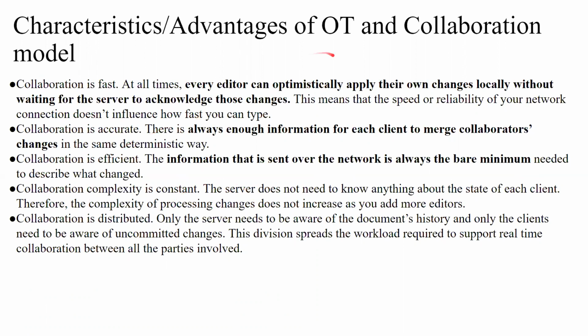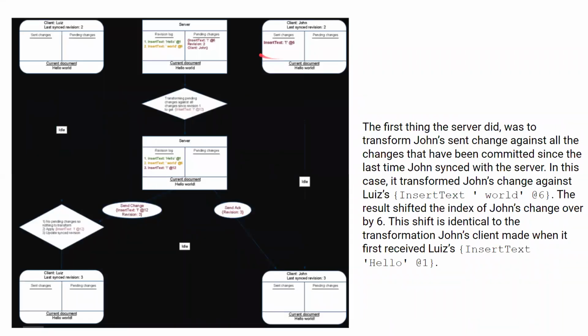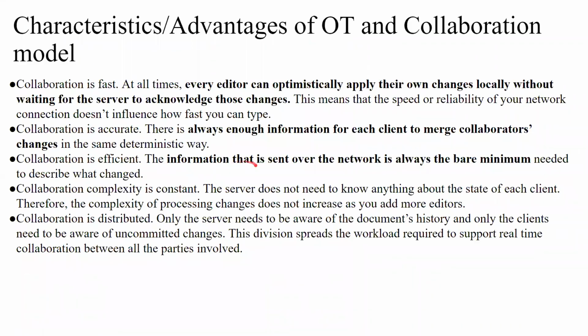So this was about the collaboration model. What's interesting, if you notice in this model, is the amount of information that is sent over the network. It's kind of differential. It's only sending what needs to be inserted or deleted and at what position, right? It's not like sending the whole text, like hello world. So the amount of information that is sent is the bare minimum needed.